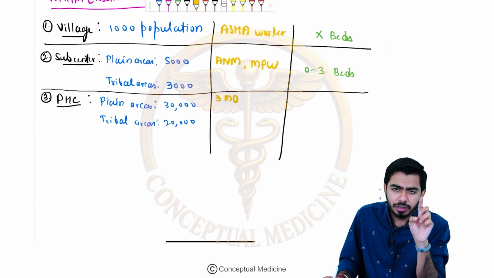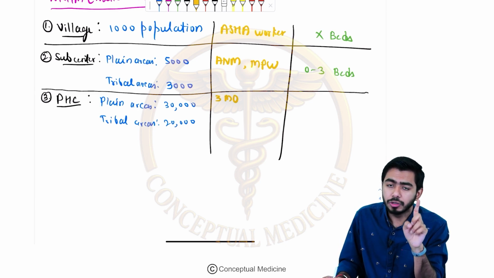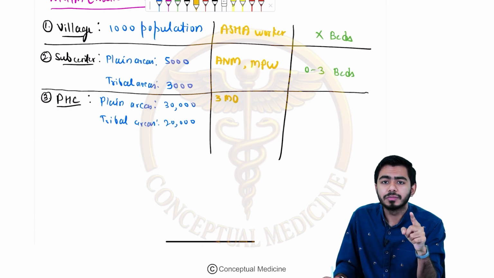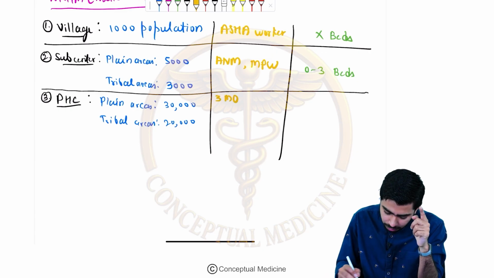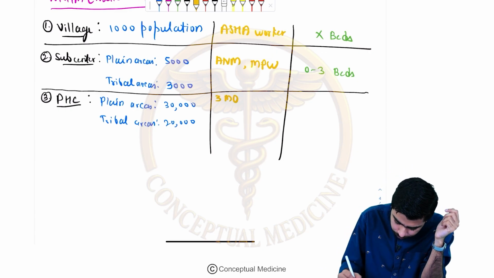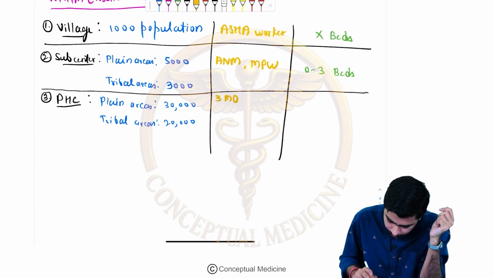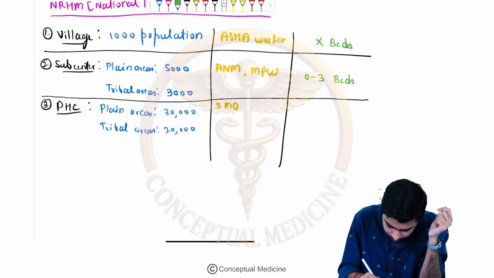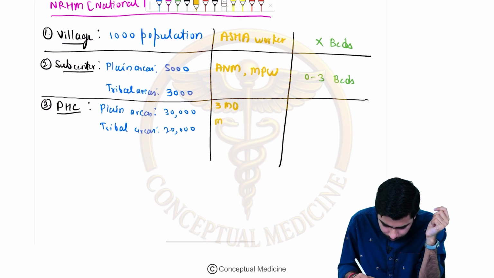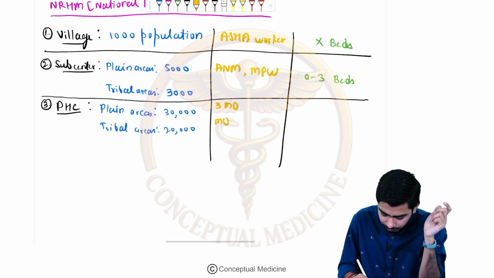Okay, along with that, that will be the MO in charge. If you are a doctor over there, you will be the in charge, right? If you are working in the primary healthcare center, 3 MOs could be there. One will be the MO in charge over here. That will be the MBBS doctor, right?